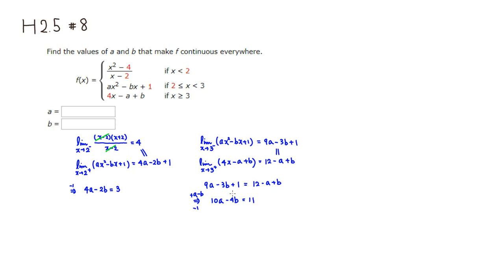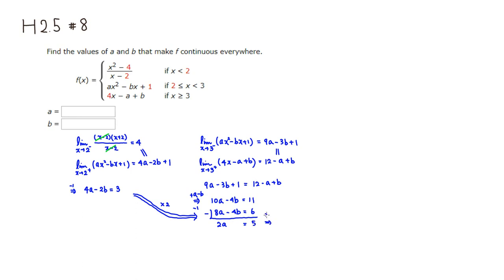We have that. Now I'm going to take the first equation and multiply it by 2. That way you get 8a minus 4b is equal to 6. Now we do the subtraction. 10a minus 8a would be 2a. Negative 4b minus negative 4b cancel out. 11 minus 6 would be 5.